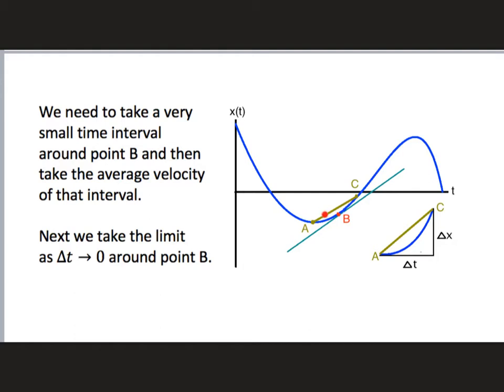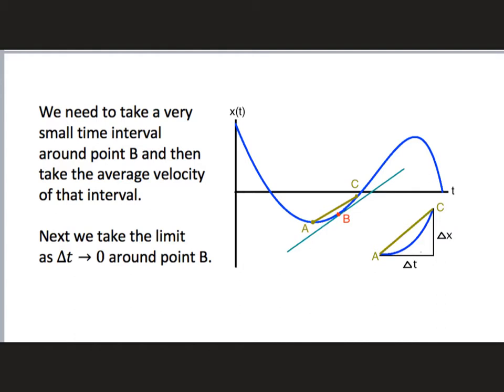But if I went, instead of from A to C, if I went from that side of B to there, if I went over a smaller interval still, that would be even better. And the smaller that I can make my delta t, the more accurate my velocity approximation is going to be.